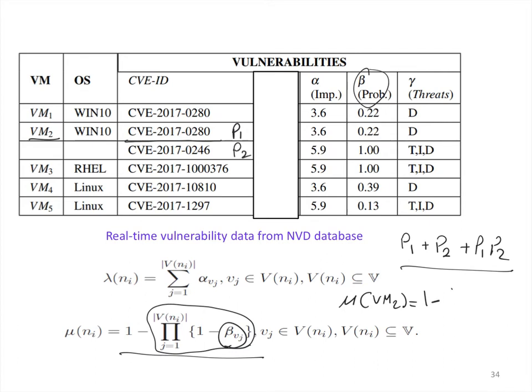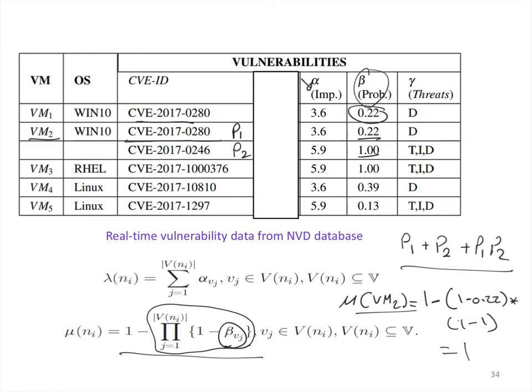It's 1 minus, again, 1 minus 0.22 times 1 minus 1. Right? 1 minus 1 is 0. 0 times any number is 0. So this is a 1. Other than this, if you don't have multiple vulnerabilities, the probability stays the same because it's one vulnerability. Clear? So this is the impact and this is the probability.